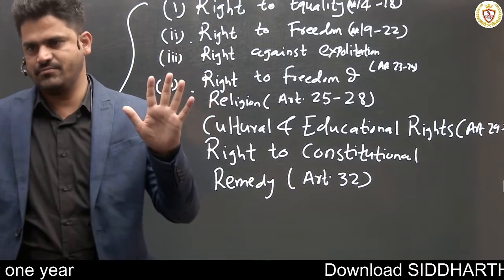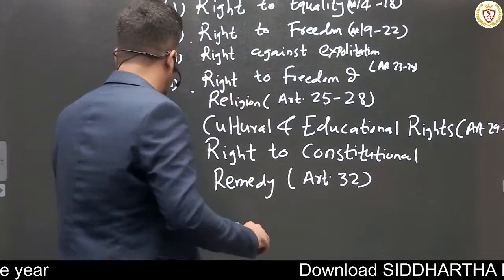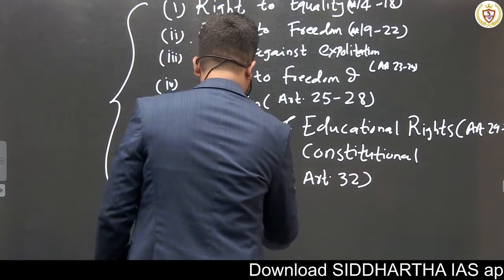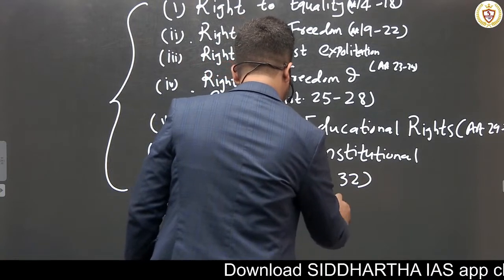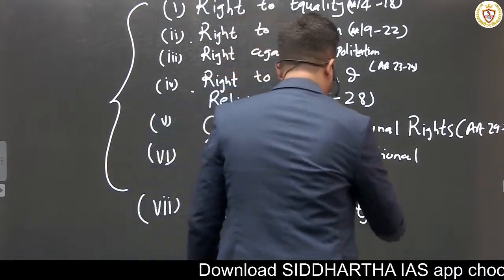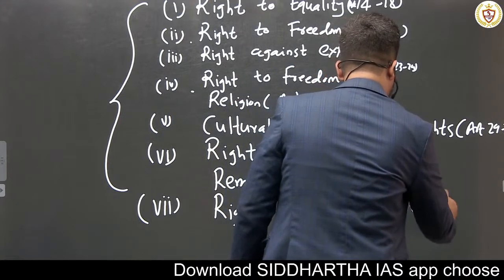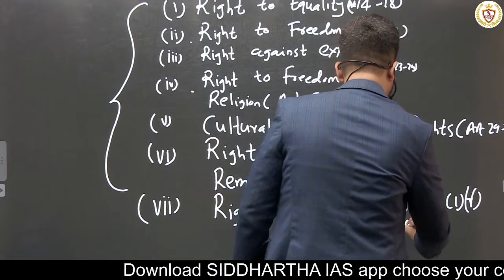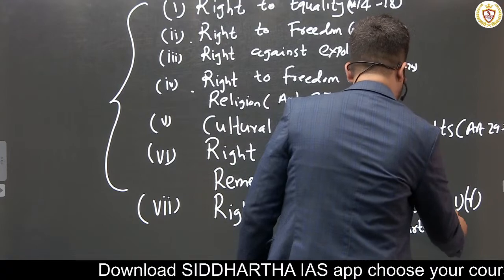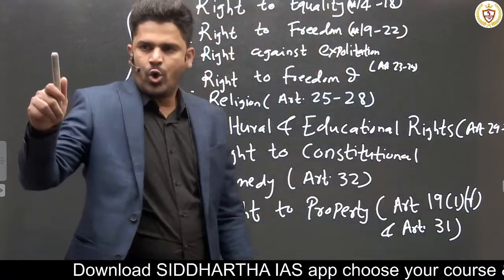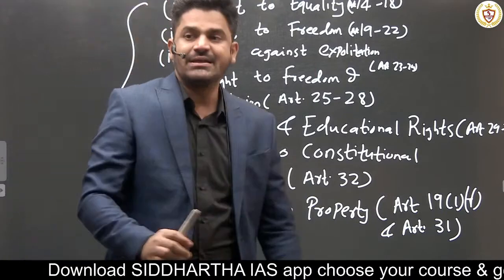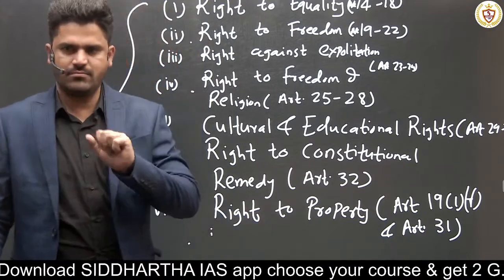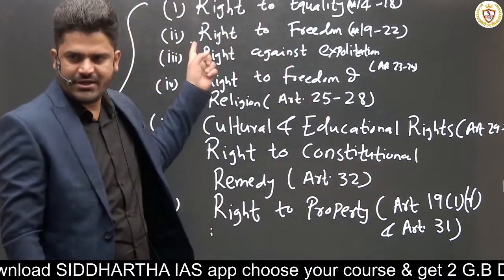But the original Indian Constitution provided for 7 fundamental rights. Along with these 6, it also included a 7th fundamental right, that was right to property, which was a fundamental right under Article 19 clause 1 subclause F and Article 31, ये याद रखना है. Original Indian Constitution provided for 7 fundamental rights, including right to property. ये लिख लिया आपने? Yes, did you write it down? ठीक है.